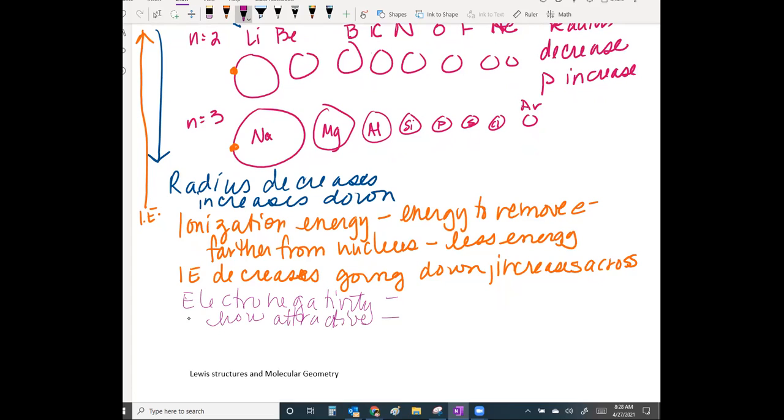And again, small radius, more attractive. Okay? All right.